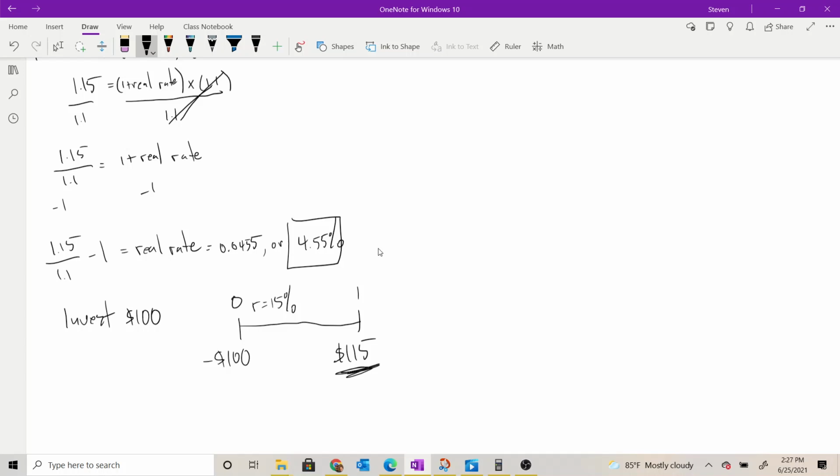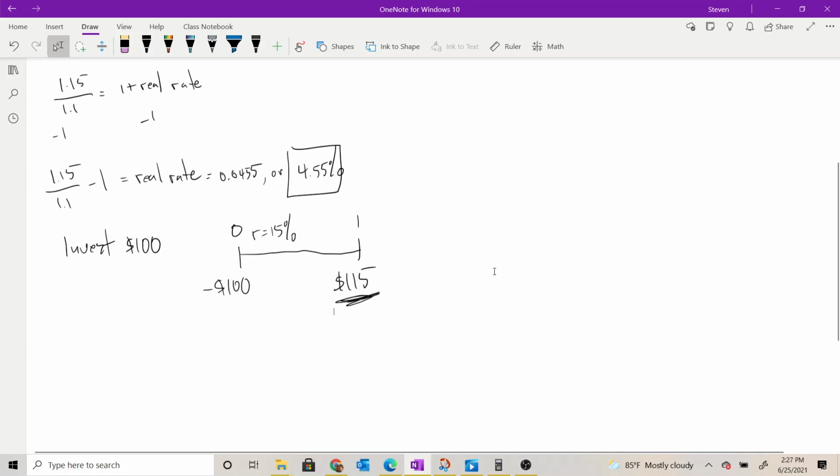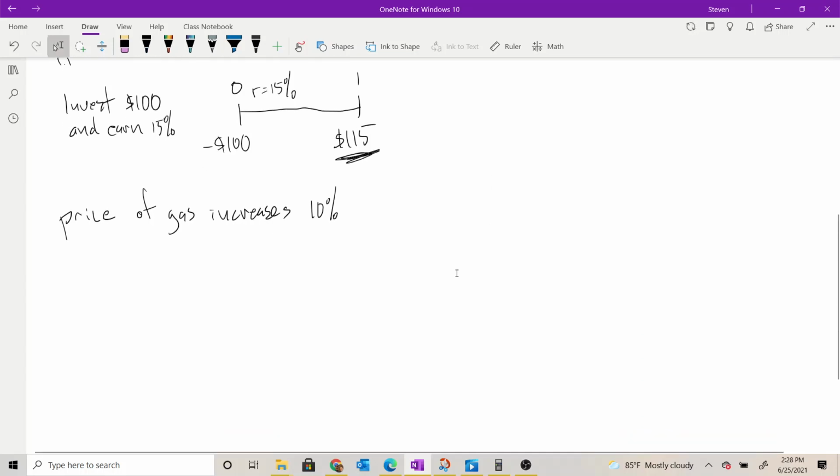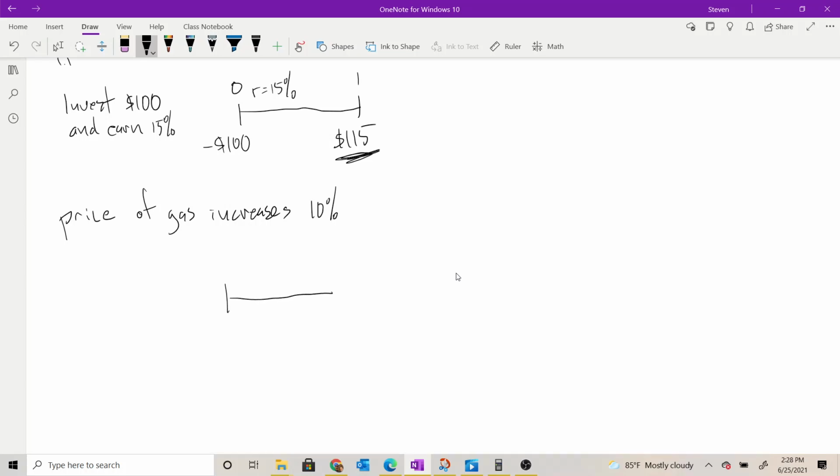Now let's say over the same time period the price of gas increases 10%. All right, price of gas increases 10%. That means that when we made the investment, when we invested the $100 at time period 0, gas was, let's say, $2 per gallon.